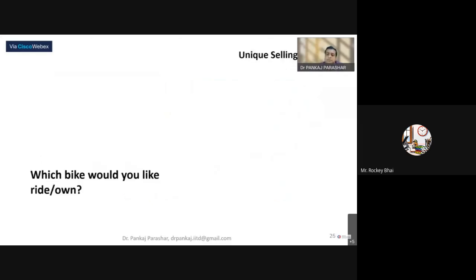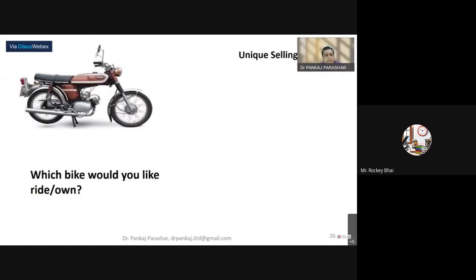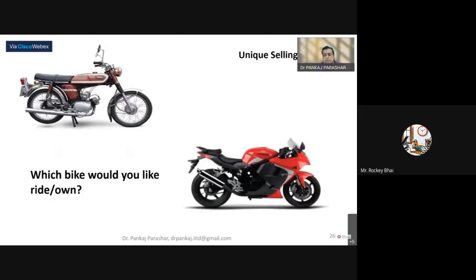Then, unique selling proposition. This is a red colored bike, probably an 80cc or a 100cc bike from somewhere around the world. I don't know. And the other one. These two are both red colored, have a great utility, serve their purpose and everything. But which one would be a choice of many more people?